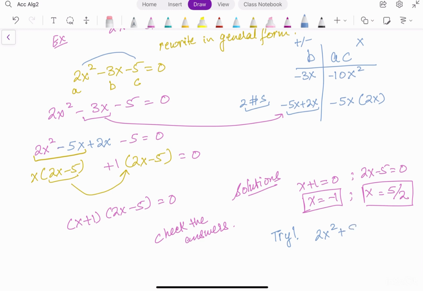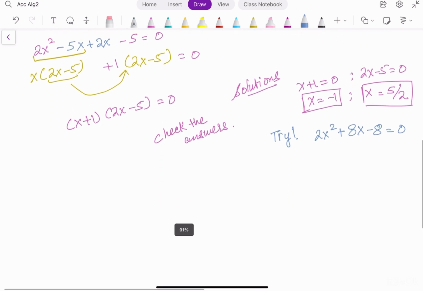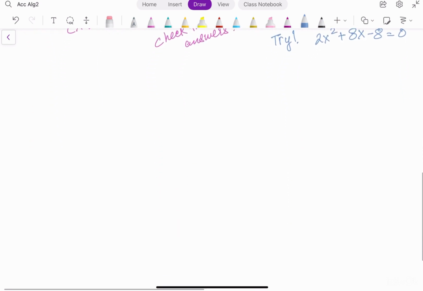So try 2x squared plus 8x, and let's see, we can do minus 8 is equal to 0. Try and let's see if you are able to factor it. If you are not able to factor it, then we can use another method that we will discuss later in this video. But give it a try if it is factorable or not.